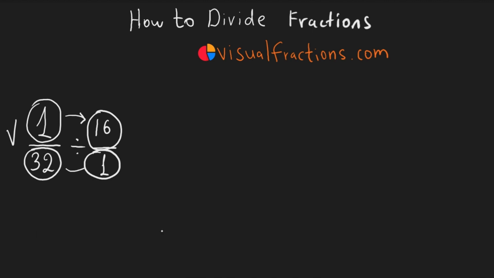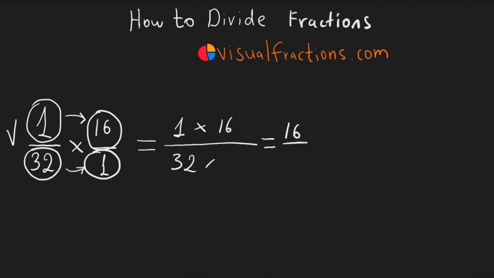3. Now, multiply the two, 1/32 multiplied by 16 over 1. To multiply, you multiply the numerators together and then the denominators. 1 multiplied by 16 gives us 16. Next, 32 multiplied by 1 gives us 32. Hence, 1/32 divided by 1/16 equals 16/32.